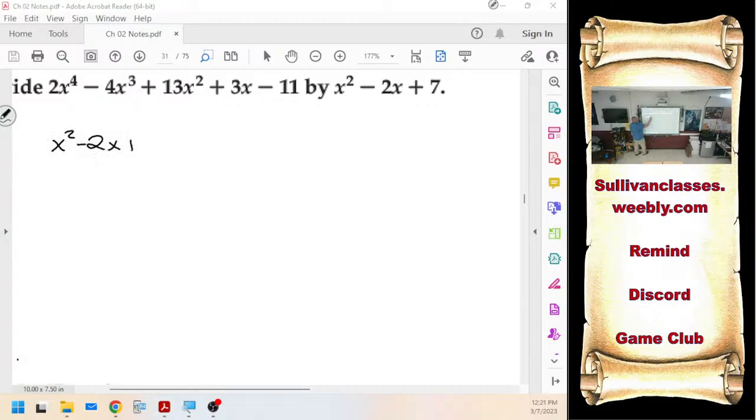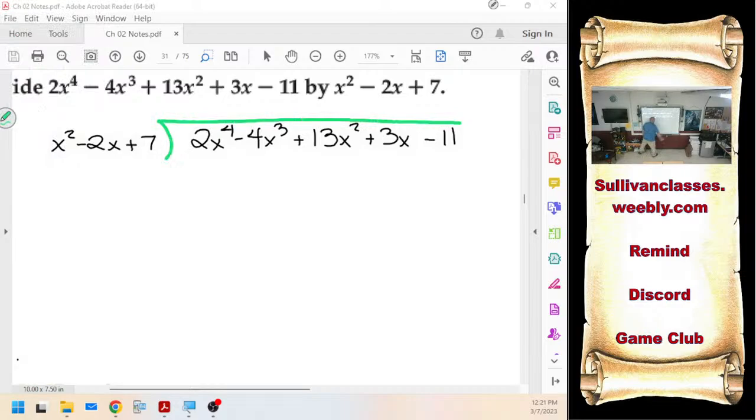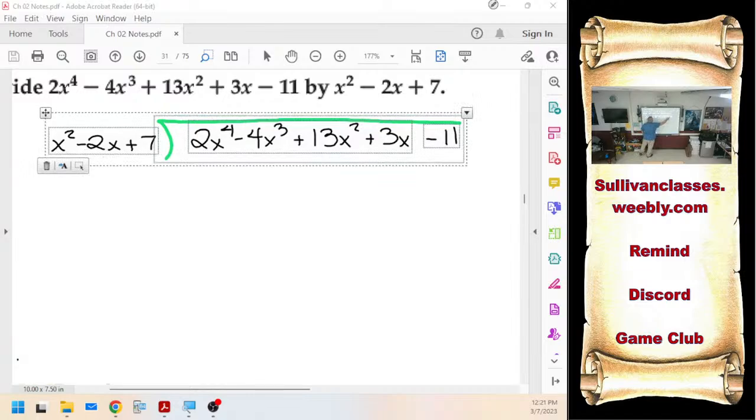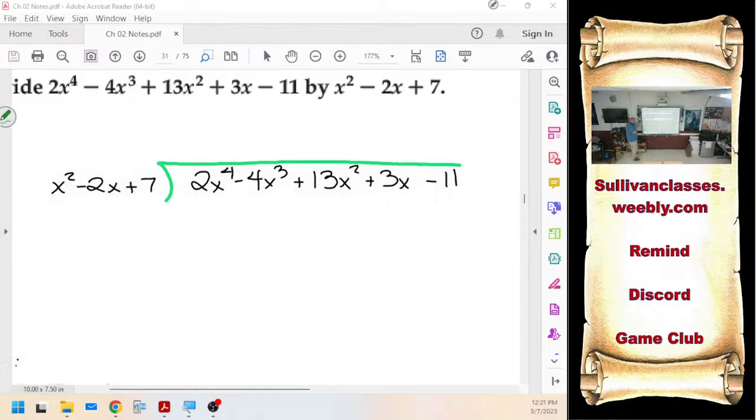x squared minus 2x plus 7 into 2x to the 4th minus 4x to the 3rd. Double check for any placeholders that I need. And I am not going to need all that space, so we're going to move you down. There we go. You still start with leading term divided by leading term. 2x to the 4th divided by x squared is 2x squared. Okay.